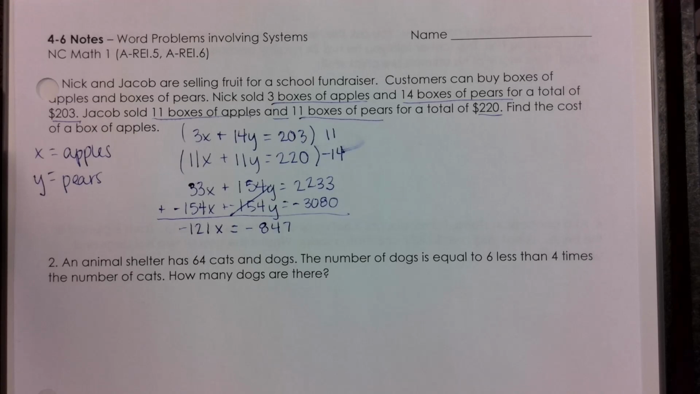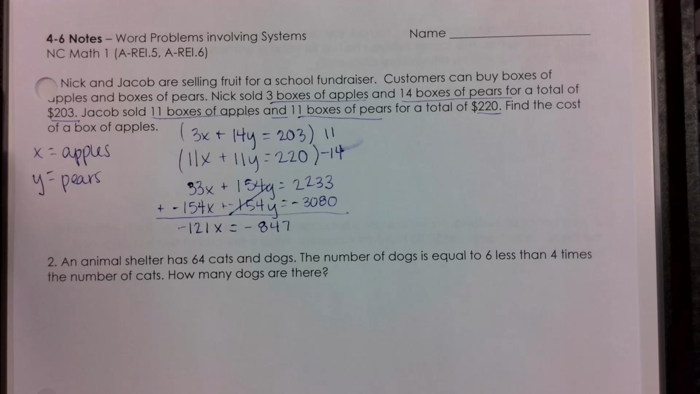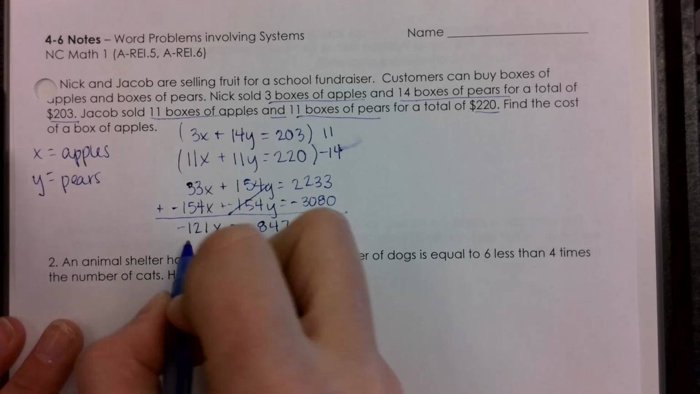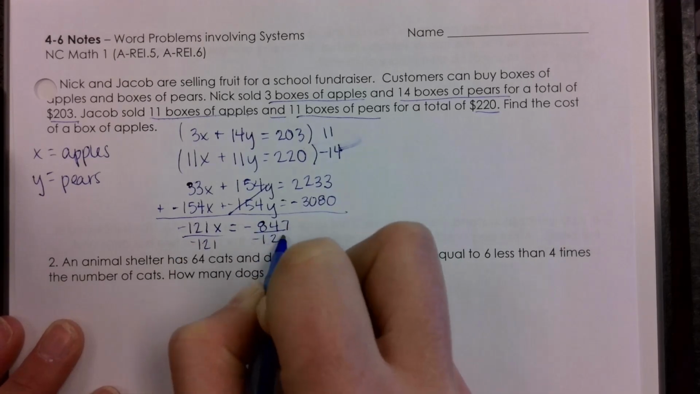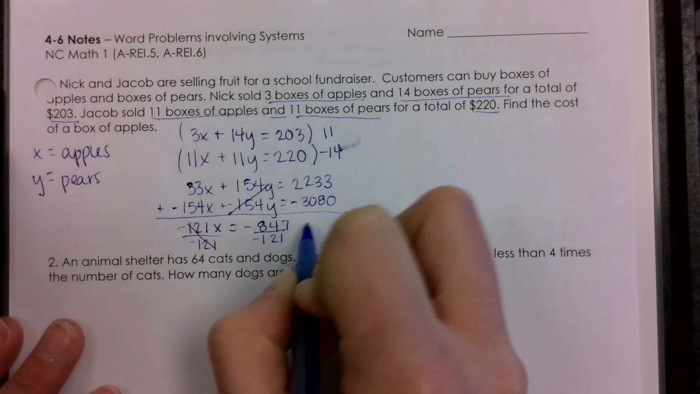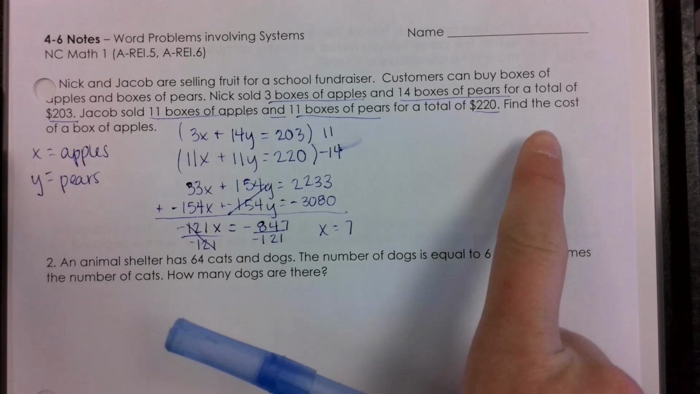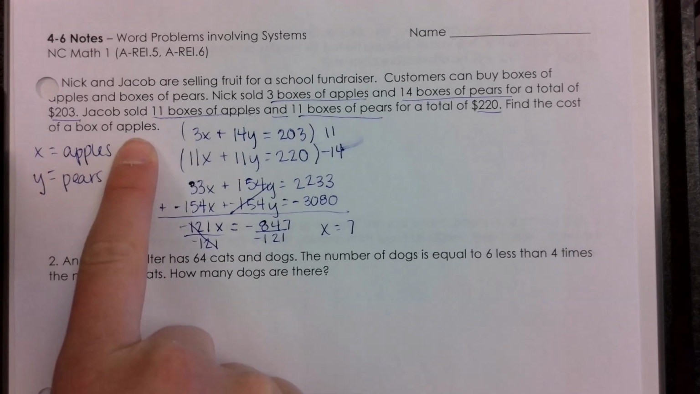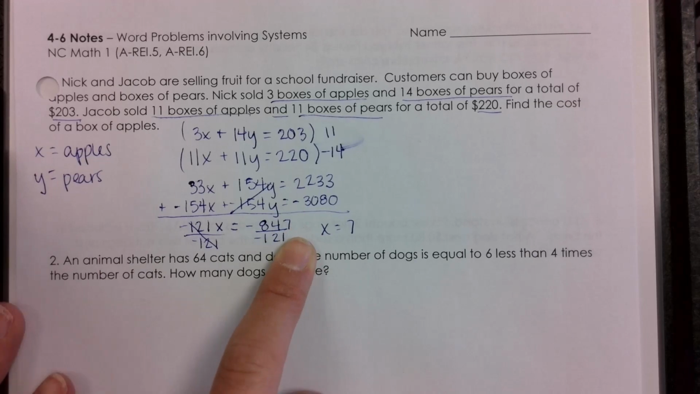Then what do we do from here to figure out what x is? Divide by negative 121. And what do we get? X equals 7. So again, that was what we were looking for, right? If you go back and read the problem, it wants us to find the cost of a box of apples. For us, apples was x. So we found x. Are we all done? Yep. So our answer is 7, and we're done with that.